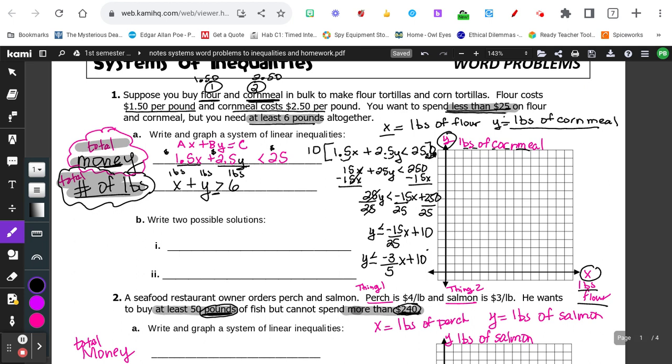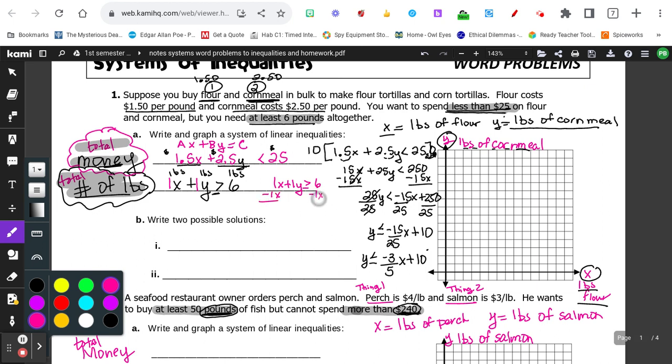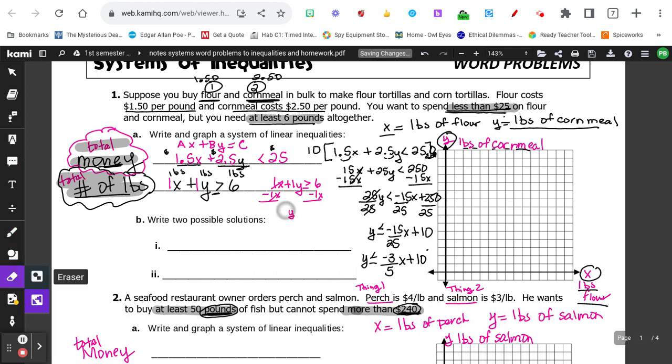All right, then this particular one, this one is very easy because these are imaginary ones here. Okay, so for this one, it's 1x plus 1y greater than or equal to 6. You're going to subtract 1x from both sides. So you end up with 1y, and I don't need the 1 unless it's negative. I'm going to take that off. Greater than or equal to negative 1x plus 6.